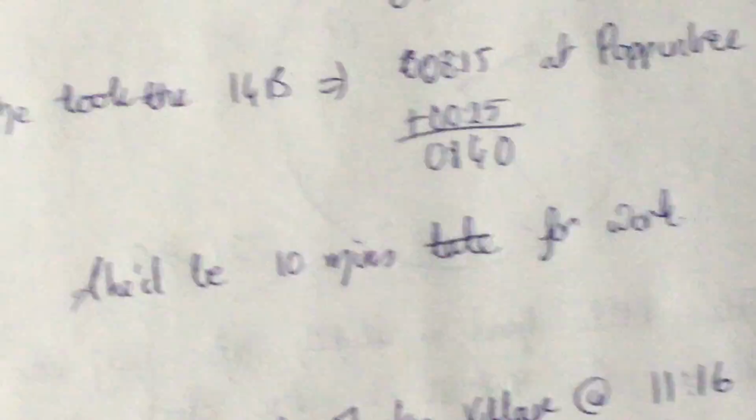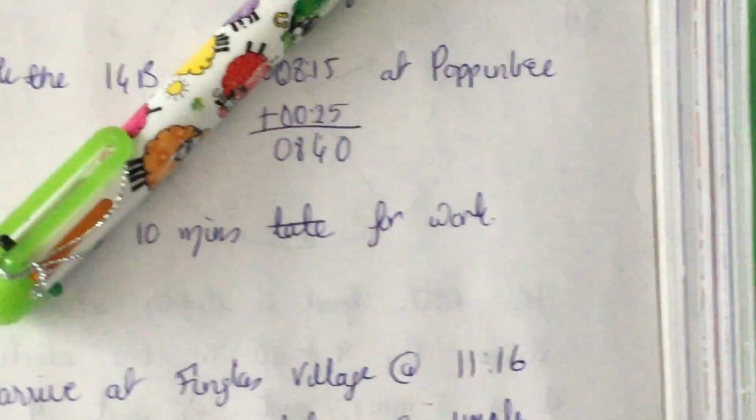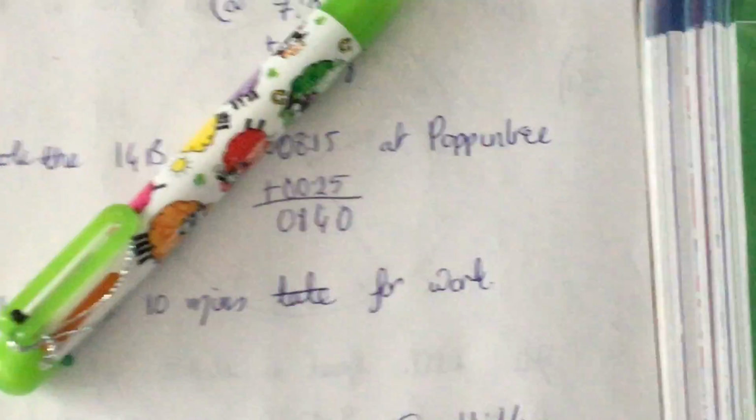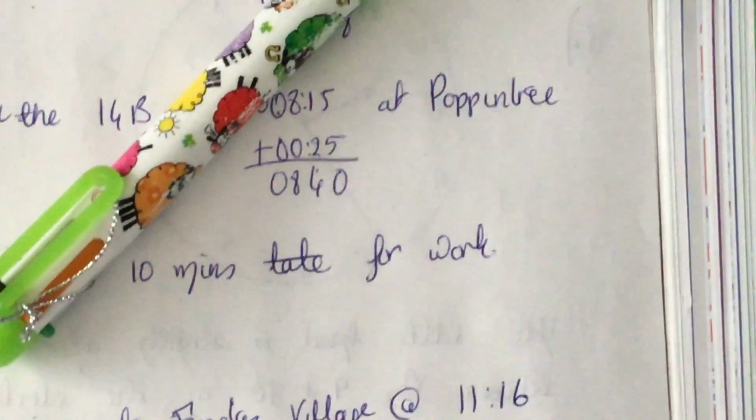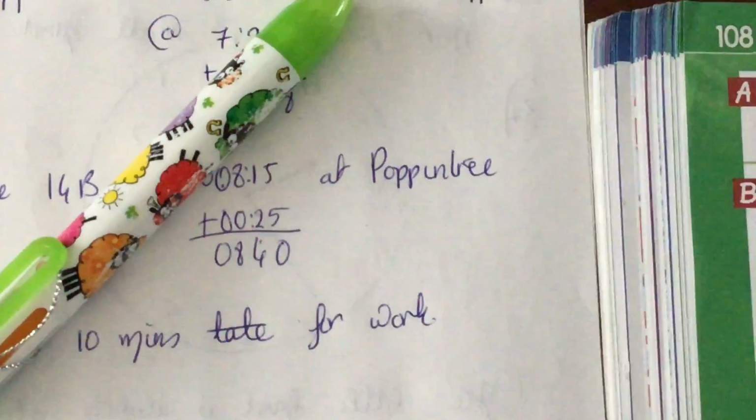Okay, guys, that's a mistake. I'm just going to block that out for you. I didn't use my tips at the time. I couldn't find it. So 8:15, you're adding on the 25. So it becomes 8:40 a.m.